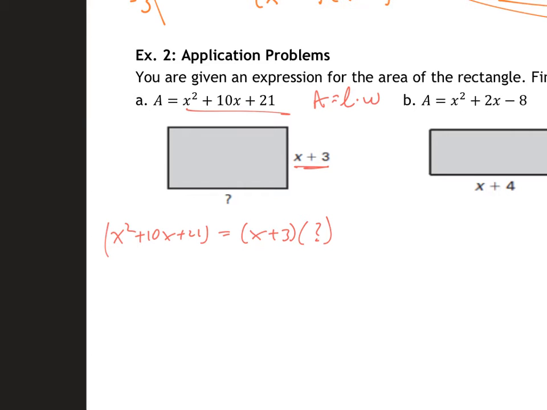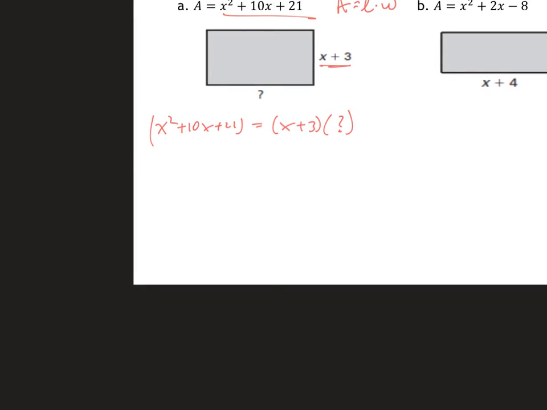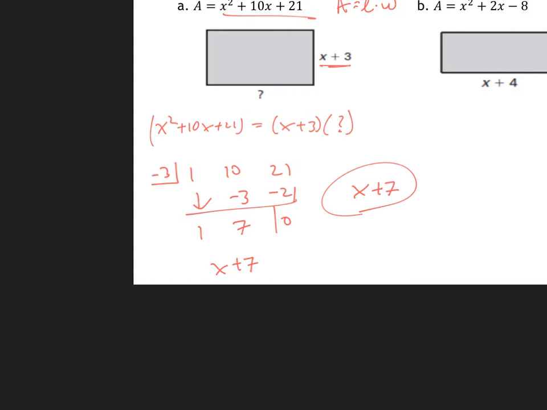So I know a factor. I'm given a factor. This is how we're going to apply it. So I can take this a new way instead of factoring and dividing, which is what you could do. I got -3, I'm going to plug it into 1, 10, 21. I should get a remainder of 0 because that is a factor. So this is giving me x plus 7, and that is your other factor because that's what we're looking for.